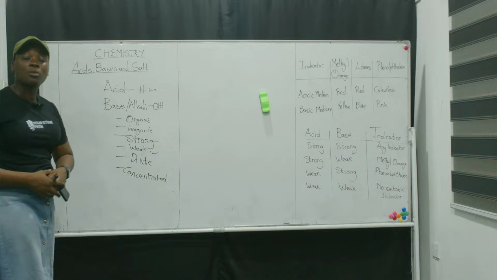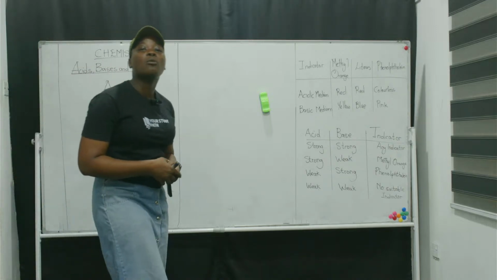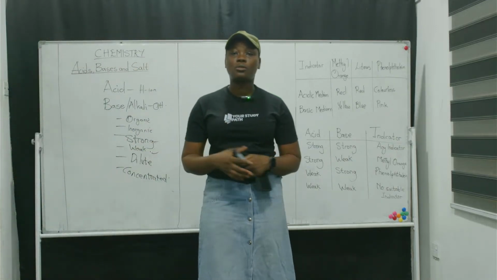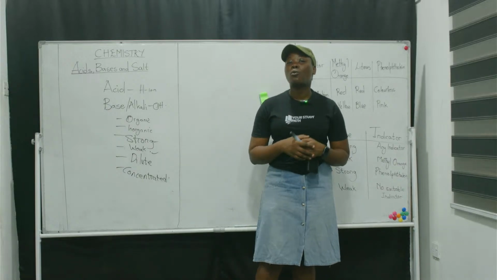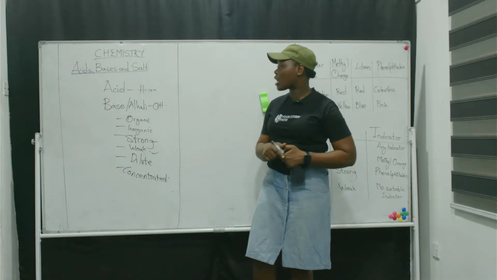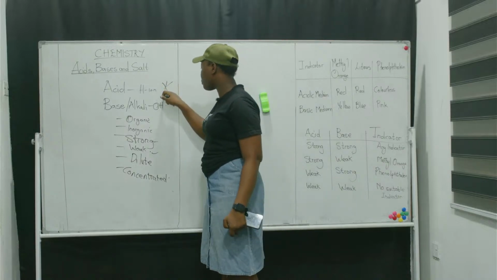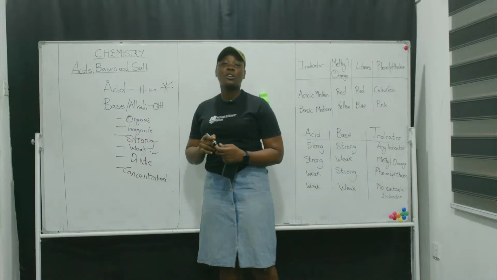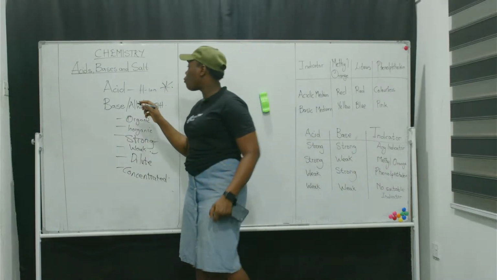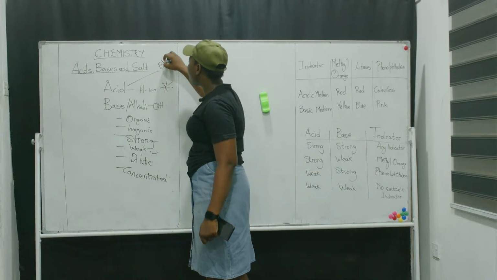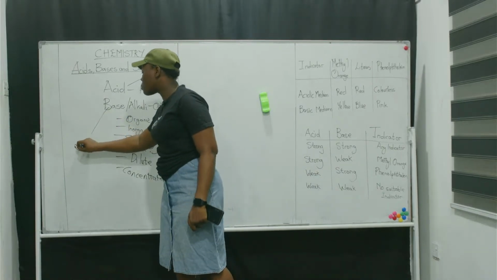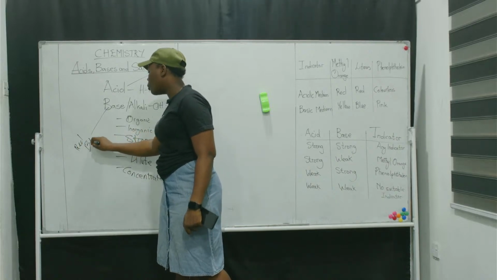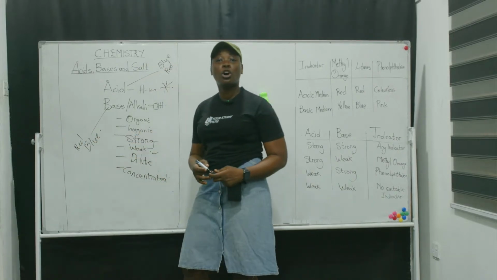Then we talked about their uses, and then we moved on to characteristics. We talked about physical and chemical characteristics. I made mention of one certain thing. I said for acid, it will turn blue litmus paper red, whereas for base, red litmus paper will turn blue.